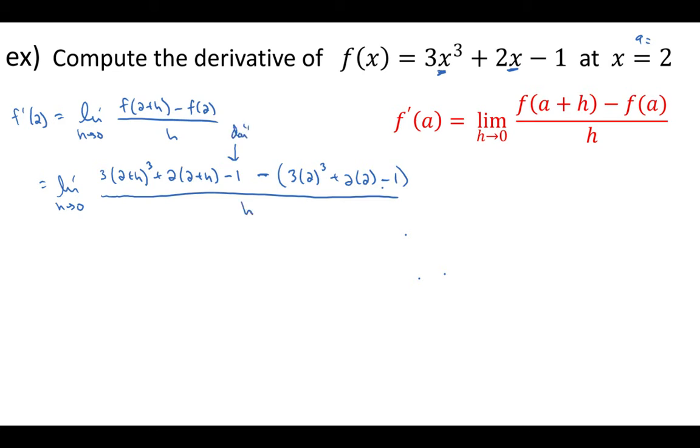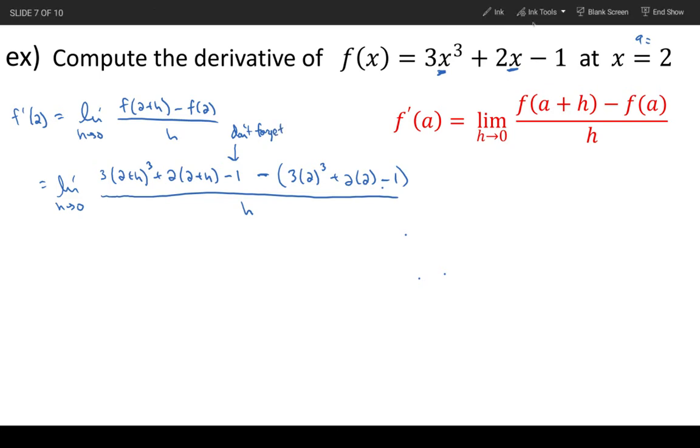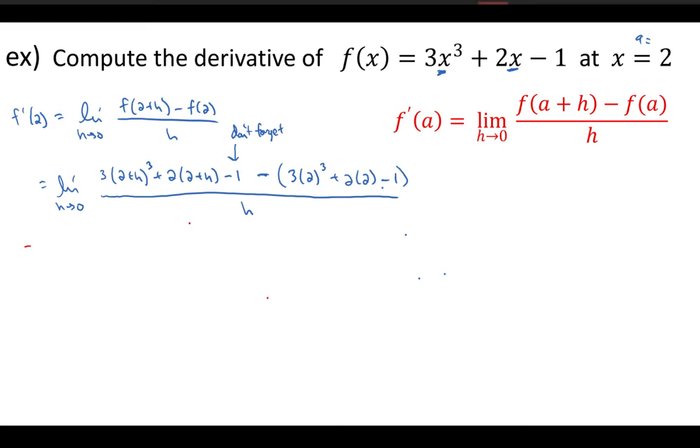All right, now we would want to try direct substitution. Can't do it because obviously we still got just an h in the denominator, so it's not going to work. So we're going to need to do some simplifying here. So let's just algebra our way through it.